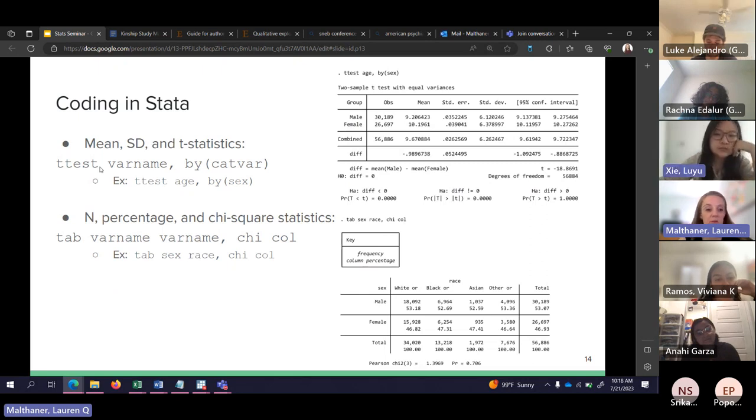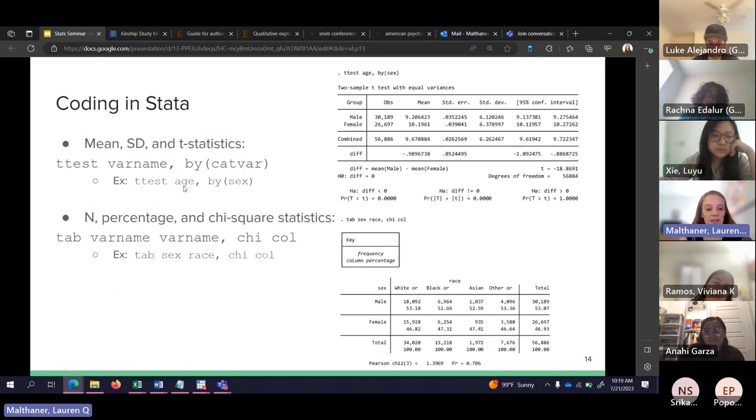So in Stata, if you are looking at doing a t-test to compare means between 2 different groups, you use the code ttest. It's pretty intuitive. And then you're going to insert the variable name of your continuous variable that you're testing the means of. And then you're going to do a comma, and then by, and then insert the variable that you're stratifying by. So here we want to look at the difference in age by sex.